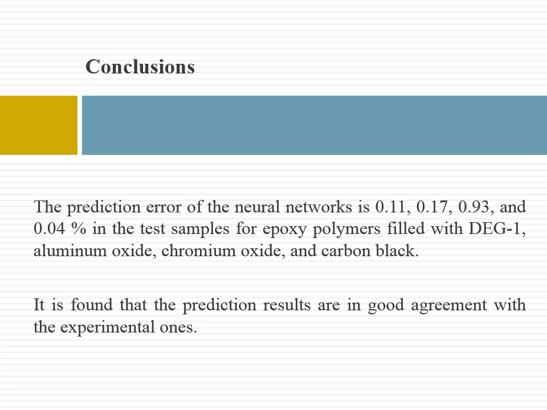In general, method selection and dataset are important to obtain good prediction results. Also, methods of supervised learning usually show better results than the methods of unsupervised learning. So here you can see the prediction error of the neural networks in the test sample for epoxy polymers.